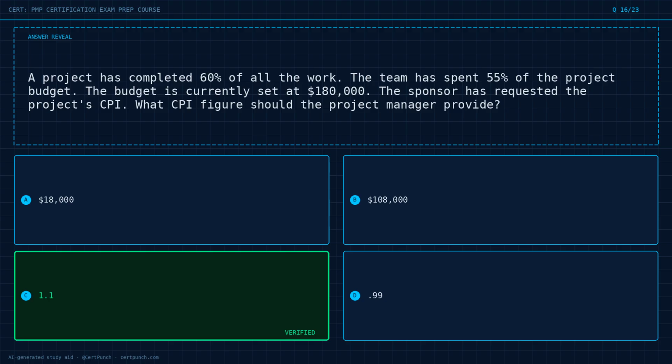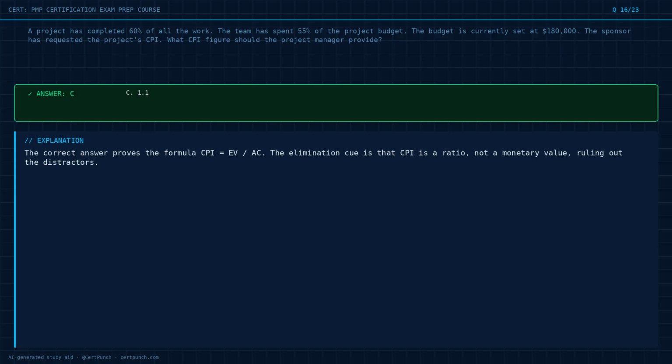The answer is option C. Behind the answer, the correct answer proves the formula CPI equals EV divided by AC. The elimination cue is that CPI is a ratio, not a monetary value, ruling out the distractors.